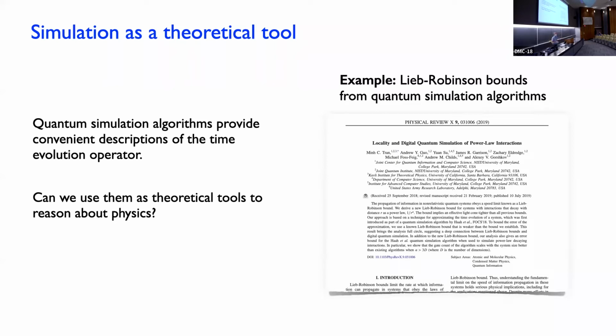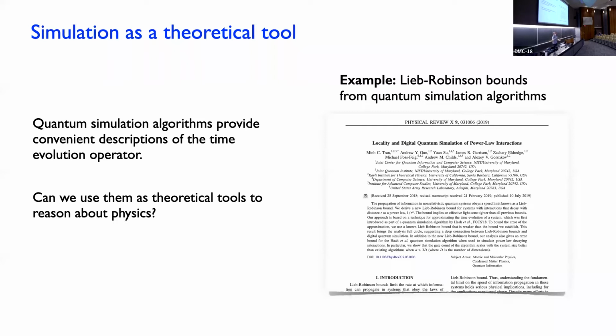You can use these Lieb-Robinson bounds as part of the analysis of a quantum algorithm to get an algorithm that has better performance. And so we did that in this paper, but we actually realized in the course of writing this paper that you could use the structure of the algorithm that we were developing to actually prove better Lieb-Robinson bounds.